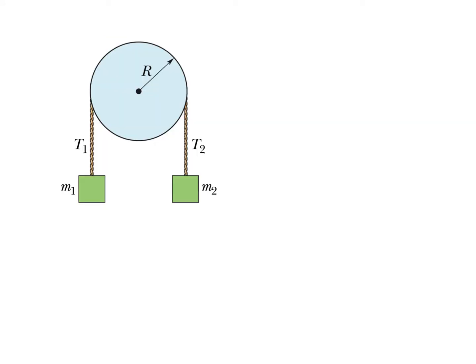So if we switch to the Atwood's machine, where there is not only a massive pulley but two masses, and therefore two unknown tensions, it actually gets algebraically messy pretty quickly. I'm not going to work through the entire problem, but I just want to set it up for you so that you can see how to solve it. So the problem that we'd like to consider here is to calculate the angular acceleration of the pulley.